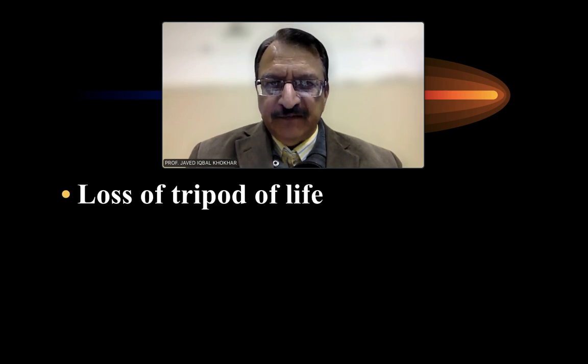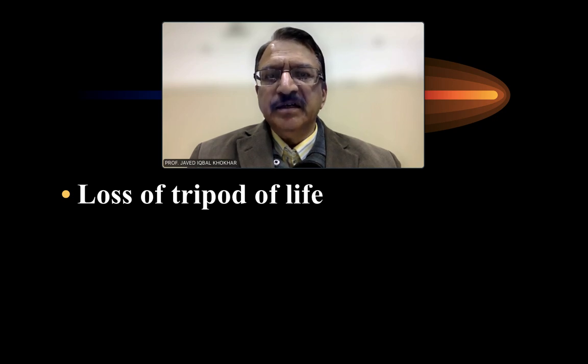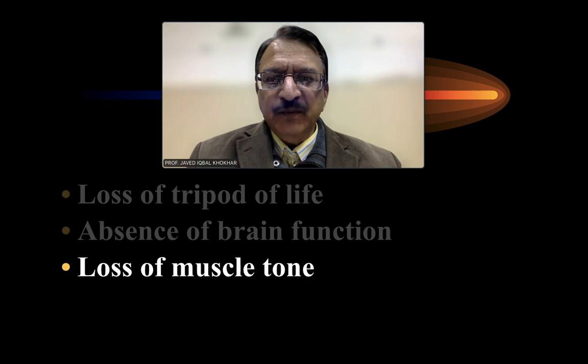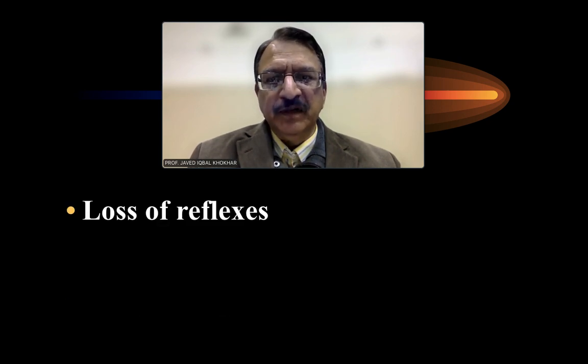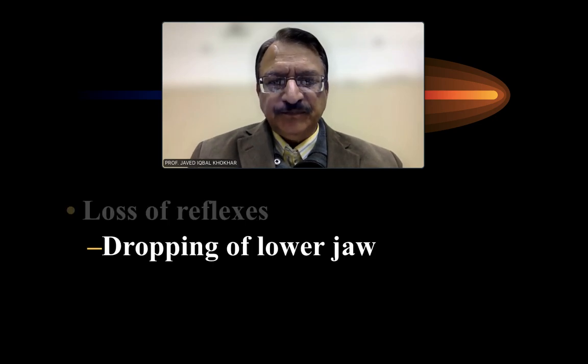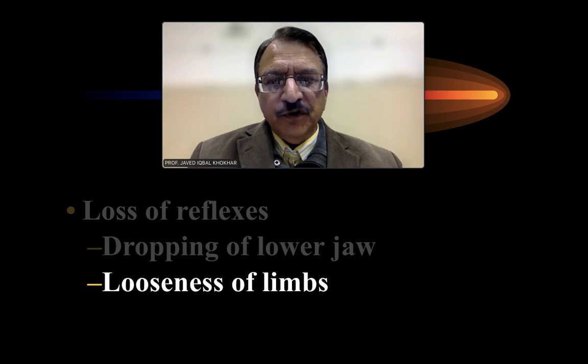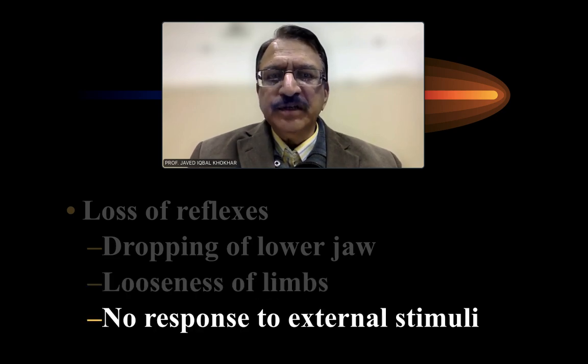Loss of tripod of life. That is, three integrated vital systems. Absence of brain function, loss of muscle tone, onset of muscle flaccidity, which is primary flaccidity, and these are basically due to the loss of innervation, loss of the central nervous system, loss of reflexes, and dropping of jaw, looseness of the limbs, and no response to external stimuli. These are the loss of reflexes due to loss of innervation.